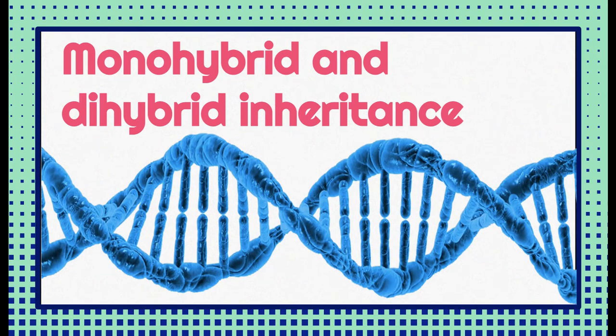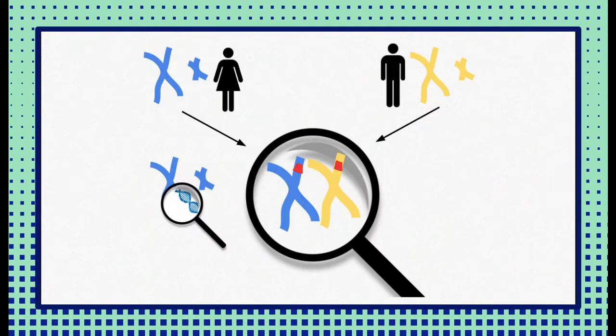Monohybrid and dihybrid inheritance. We receive our genetic material from our parents. This genetic material is stored in the form of chromosomes. These are made from very tightly coiled DNA strands. A section of these chromosomes codes for particular traits, such as our eye color, or whether you can roll your tongue. These are called genes.